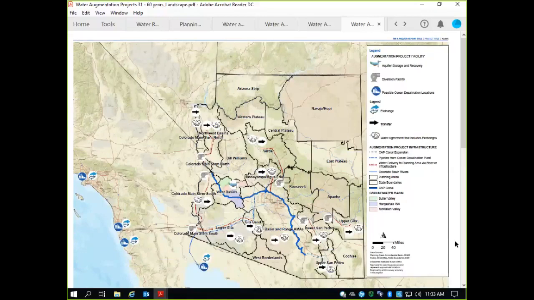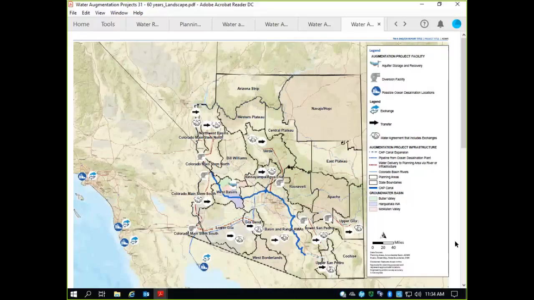Then there is the one in the Gulf of California where we would take a pipeline and deliver it up into Arizona directly for use, where that would not necessarily be an exchange. But could be an exchange. It could be, but wouldn't have to be.